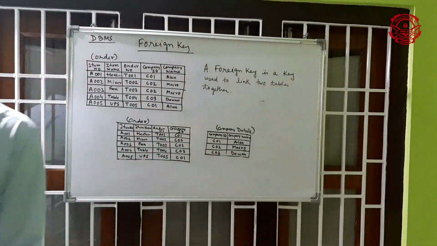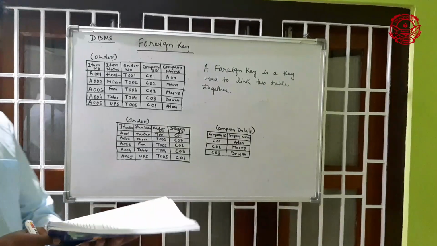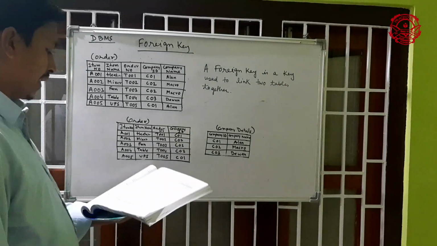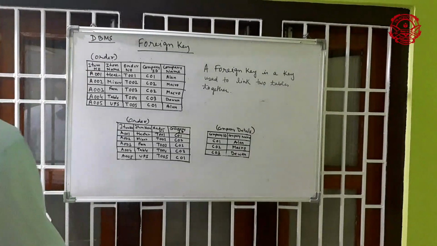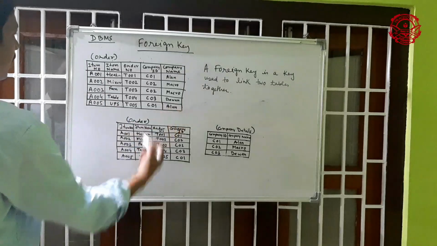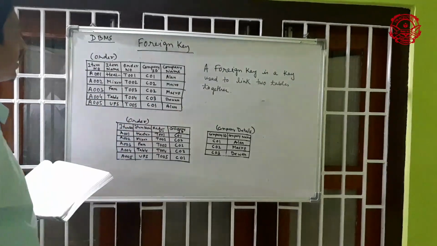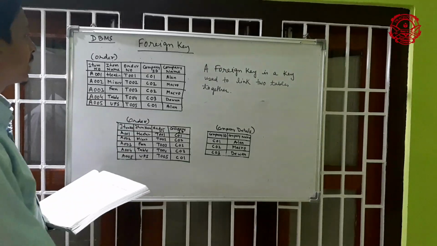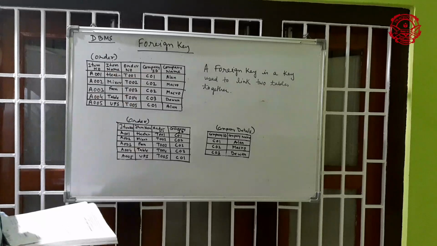Now, in the book, you can see on page number 169 there is an example given below. There is a table called the order table, which I have already drawn. In this table there are 5 attributes: item number, item name, order number, company ID and company name. And these are the values of this table.